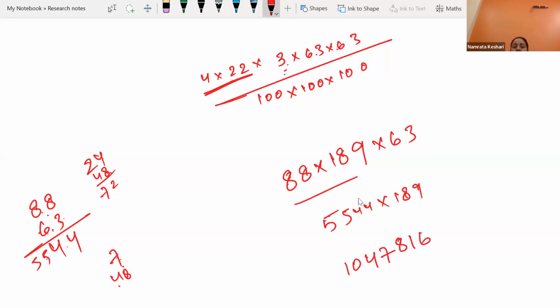But this 100, 100, 100 was still there. That means 1, 2, 3, 4, 5, 6. So from the last, I'll be counting 1, 2, 3, 4, 5, 6, and here I'll put the decimal. And we are done. Are you getting it? It is time taking, but you have to do it like this only. Are you getting it? Yes, ma'am. Okay, let's move.